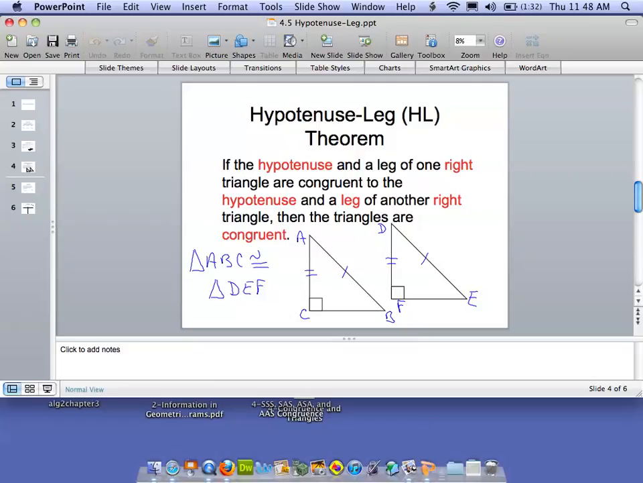Now if you look very closely at how these triangles were marked, it looks like angle, side, side, congruent to angle, side, side. But remember that we said this does not work, and it will only work if it's a right angle making a right triangle. So HL.